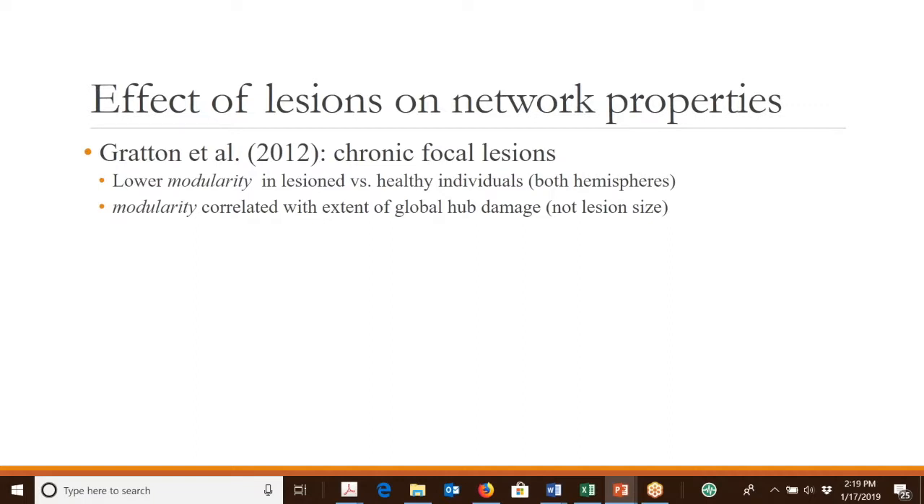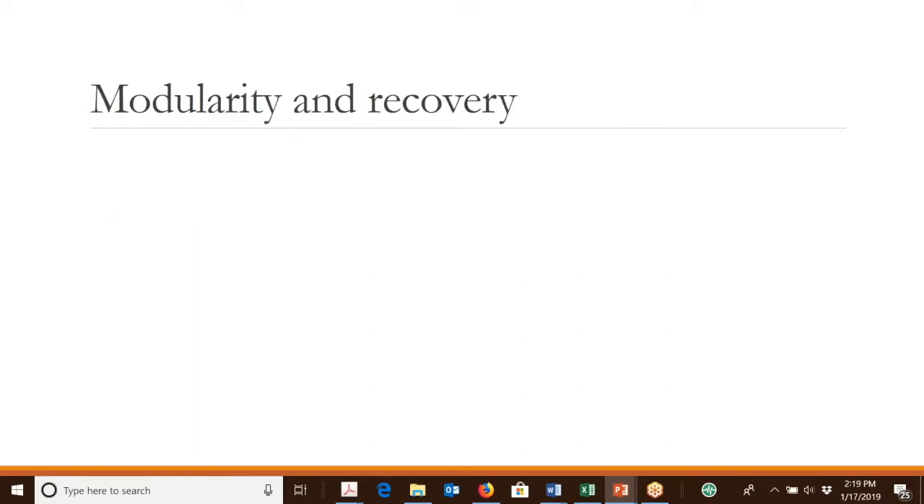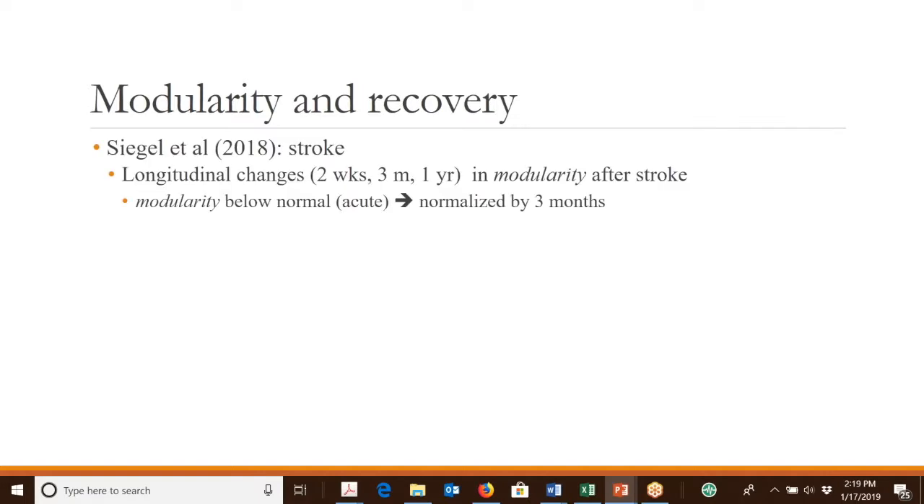So the amount of damage to these global hubs had an impact on modularity, as you might expect, and as the simulation work has shown. Interestingly, they do not find that lesion size had an effect on modularity, and we'll see that we also don't find that. In terms of the effects of recovery on modularity, there have been a few studies.